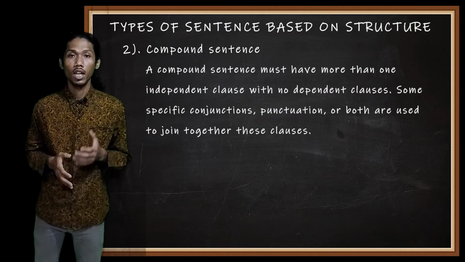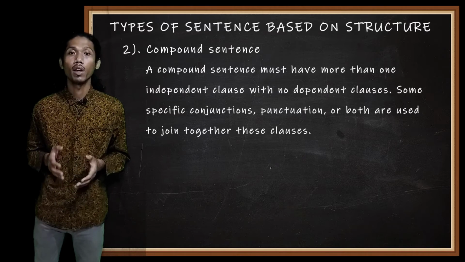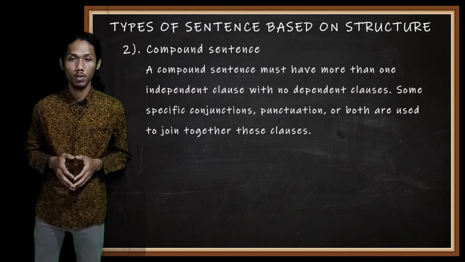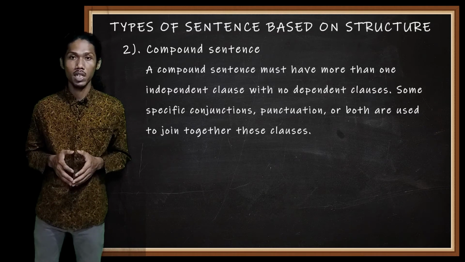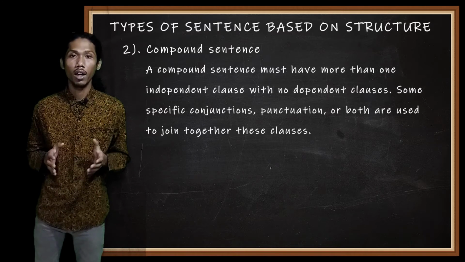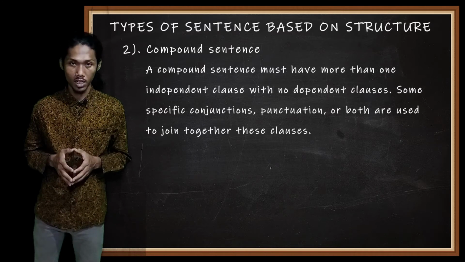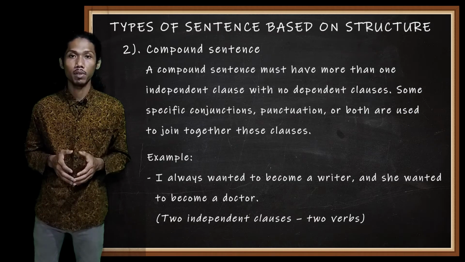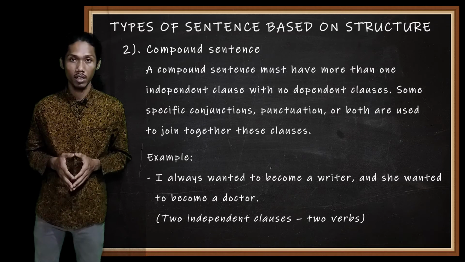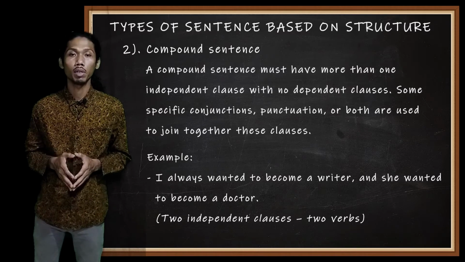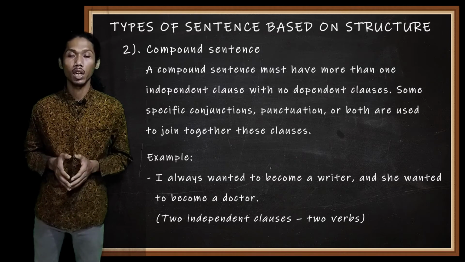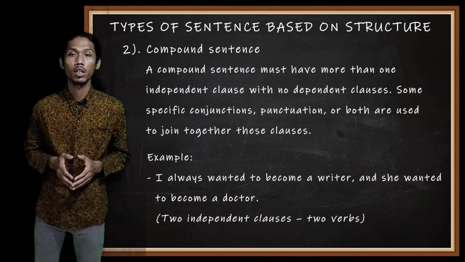Compound sentence. A compound sentence must have more than one independent clause with no dependent clauses. Some specific conjunction, punctuation, or both are used to join together these clauses. For example, I always wanted to become a writer, and she wanted to become a doctor. Here we can see two independent clauses that are connected by a conjunction, and.